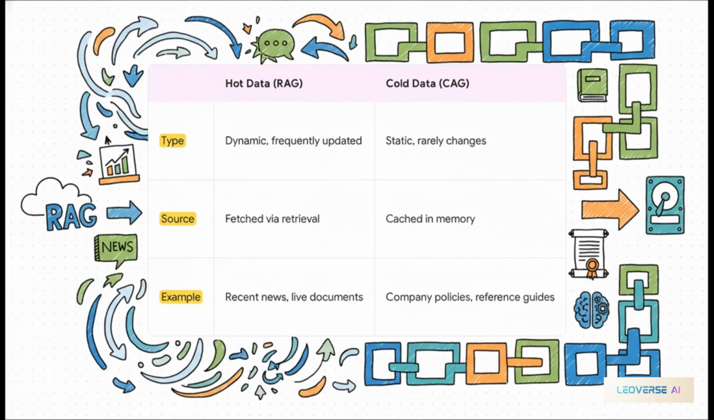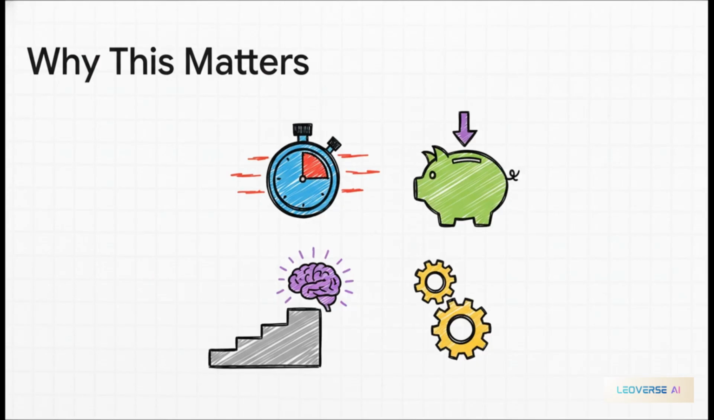You basically divide your knowledge into hot data and cold data. The cold data, things that almost never change like company policies or historical facts, that gets cached. But the hot data, the dynamic stuff, like today's news or live customer chats, that still gets fetched using RAG. Best of both worlds.